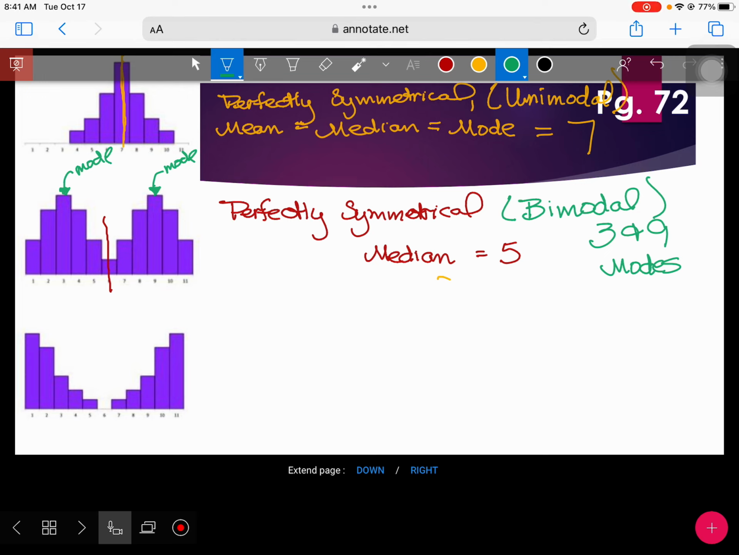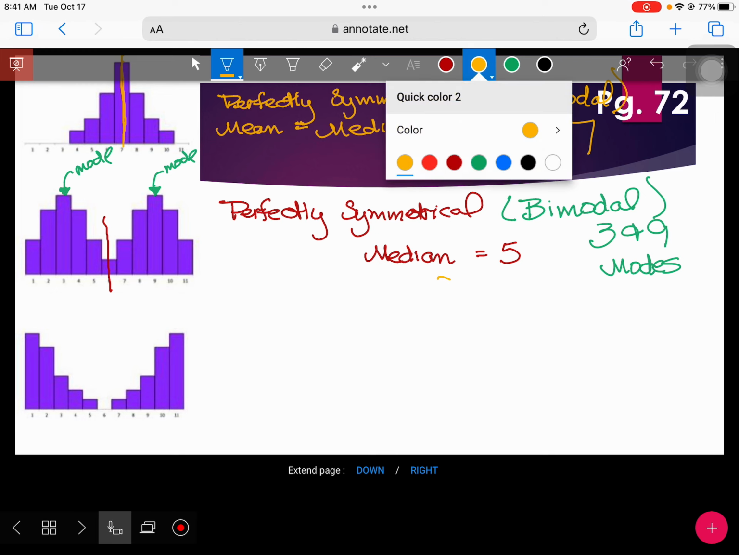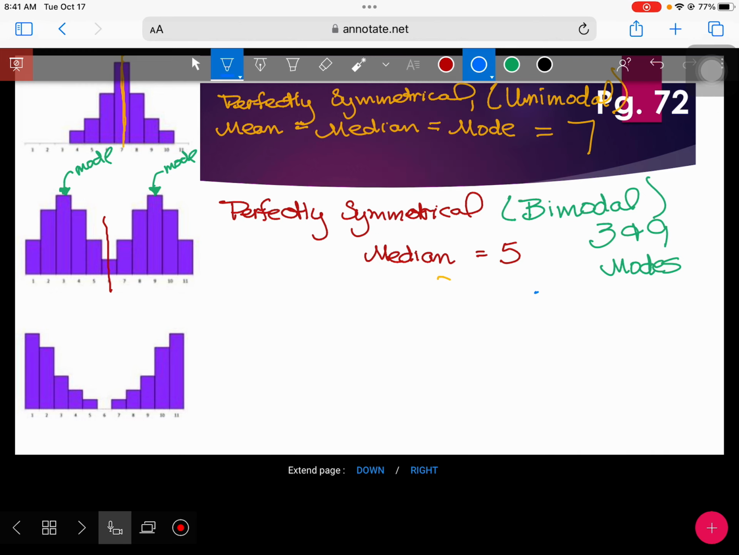Hello. What did you say? I said hello. Now, what else can we tell? What haven't we talked about yet? Is it skewed to the left or right? Okay, is it skewed at all? Not if it's symmetrical. So you're right. It's not going to be skewed in either direction if it's symmetrical.